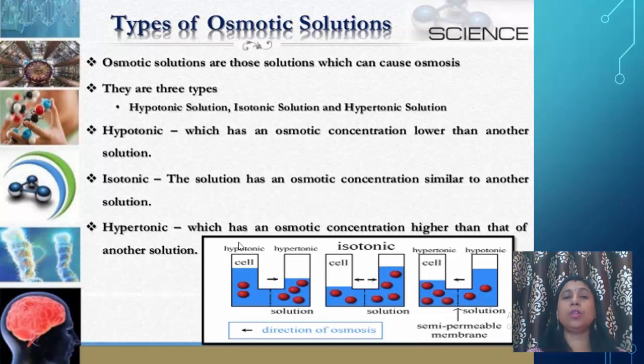In hypotonic solution, the osmotic concentration is lower. So, the movement will be from the other solution towards the hypotonic. That means the thing will swell. In isotonic, there is no net gain or loss because the concentration of the two solutions is the same. Whereas in hypertonic solution, the osmotic concentration of the solution is higher than that of the other solution. That means the solvent will move from the hypertonic solution to the other solution. That means the body will shrink.